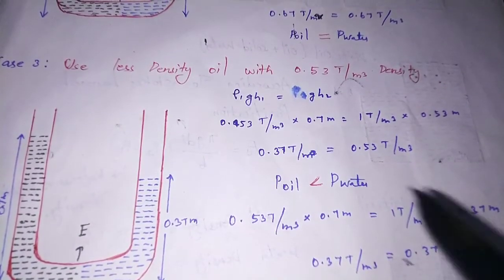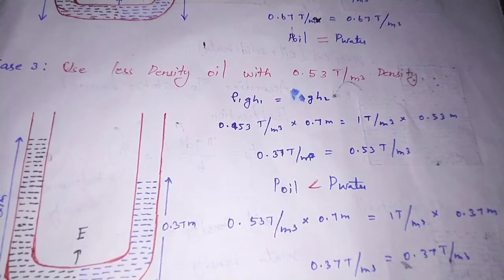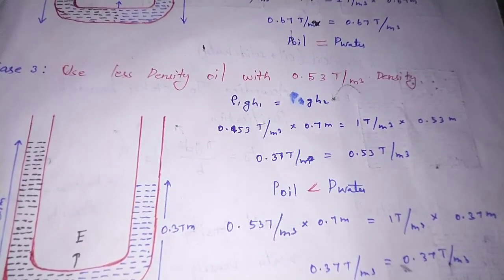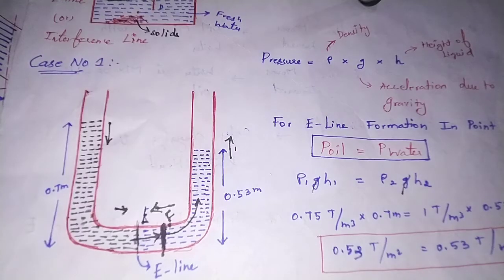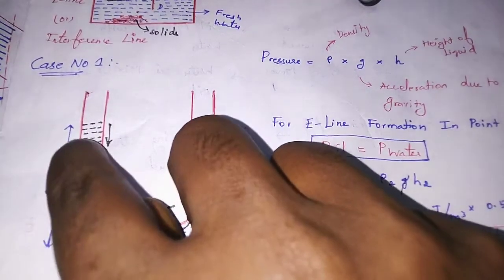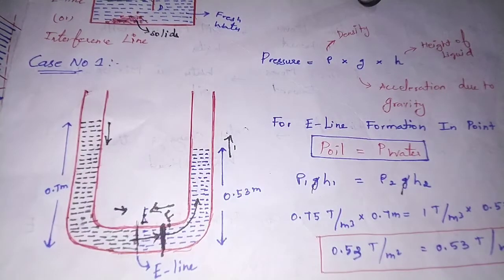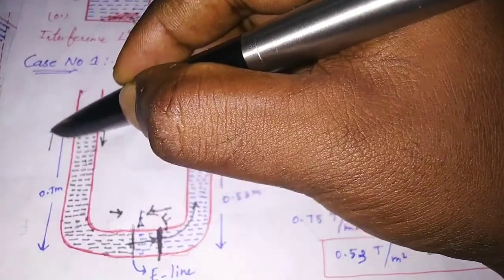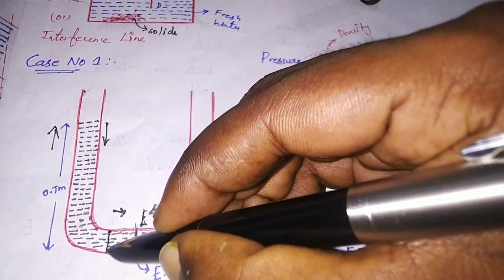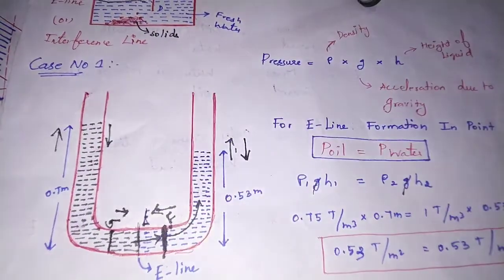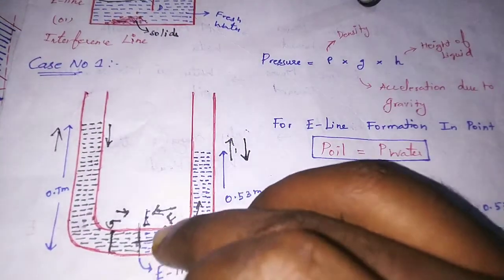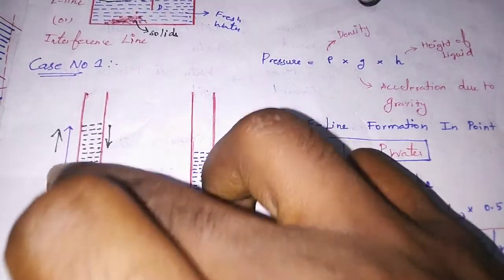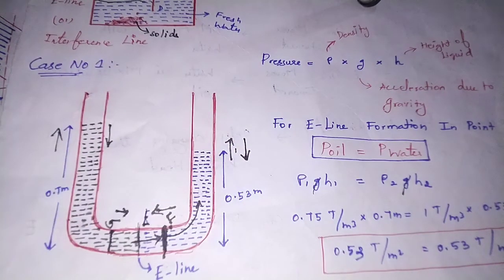So here you can see water pressure is higher than the oil pressure. What will happen to the manometer? Due to water pressure being higher than the oil pressure, water will mix up with the oil and pass to the oil side. So the water head is reduced and the oil head is increased, and the E line is formed at another point, let's say G. So water will be passed to the oil side. To prevent that, we can re-establish the E line formation at point E.